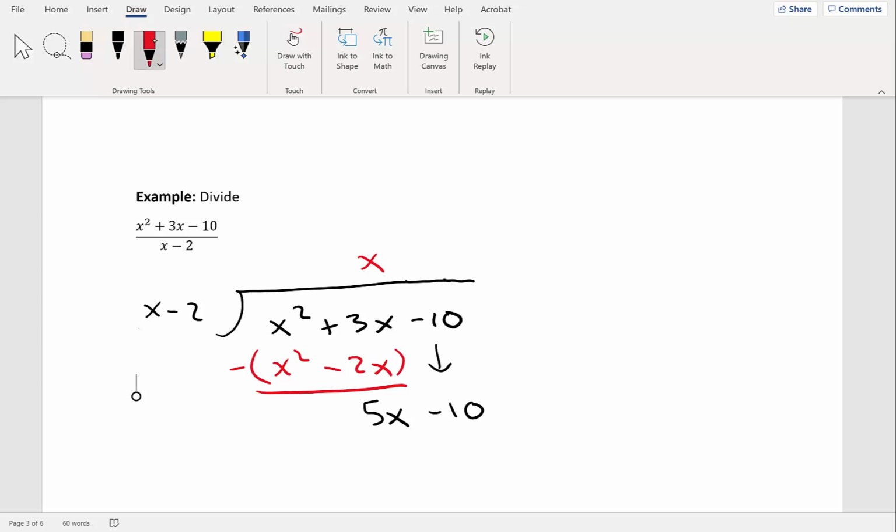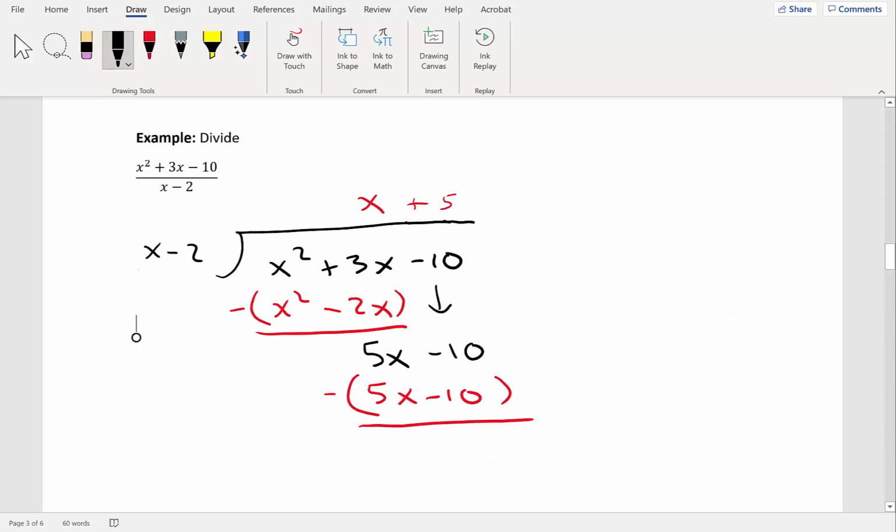So now let's go ahead and check, what do I have to multiply x by to get 5x? Well, I know I have to multiply it by positive 5. So I'm going to put plus 5, and now I'm going to multiply. So 5 times x minus 2, this gives me 5x minus 10. And now we go ahead and subtract. Okay. So 5x minus 5x cancels out, which is perfect.